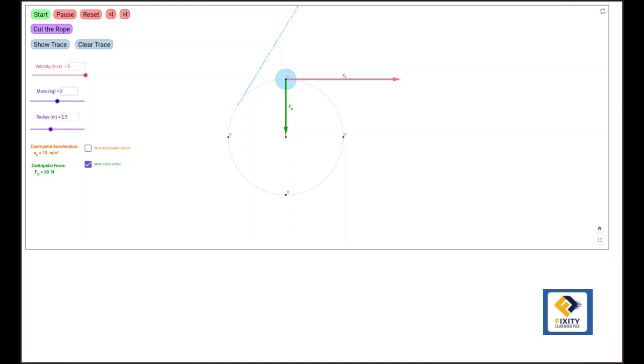This time, let us decrease the velocity slightly. Let us increase the radius of the circle, and increase the mass of the object. Of course you can see as mass is increasing, the centripetal force is also increasing. We have changed the parameters. Let us see how the motion is going to look like now.